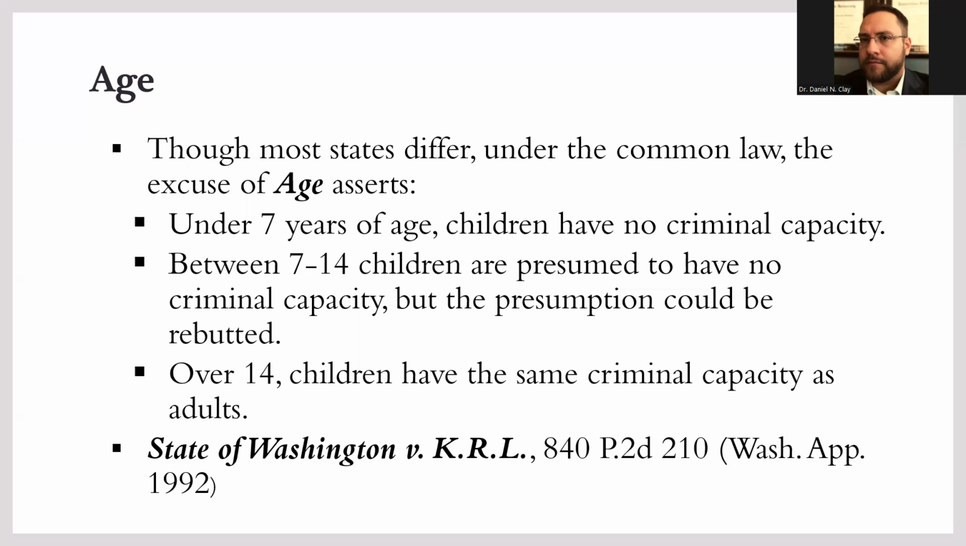Now, the state charged him with residential burglary, right? Essentially, that he came into the house and he did some damage, and it required that he knowingly entered the home with the intent of committing a crime. Now, under Washington law, children between the ages of 8 and 12 are presumed incapable of committing a crime unless the state provides clear and convincing evidence the child understood the wrongfulness of their actions.